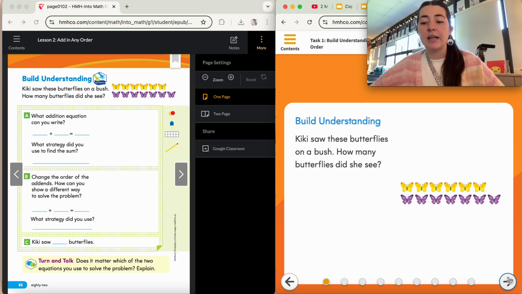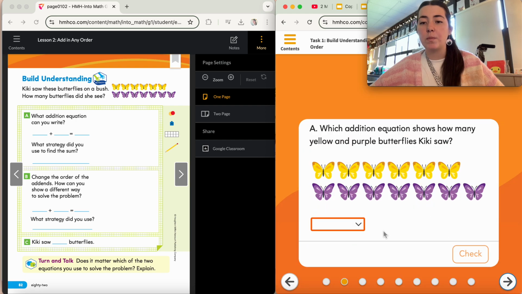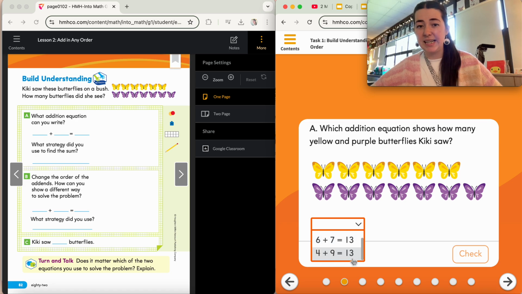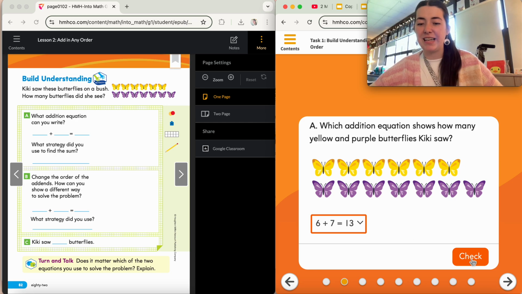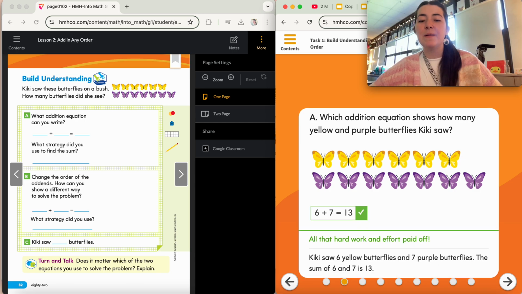Right there. I'm going to click on and see if it helps me. Oh, so we need to pick a right answer. Which one is it? Number 1, 6 plus 6 equals 12. Number 2, 6 plus 7 equals 13. Or number 3, 4 plus 9 equals 13. If you said number 2, you would be correct. 6 plus 7 equals 13. Make sure that this fact is right here for you.